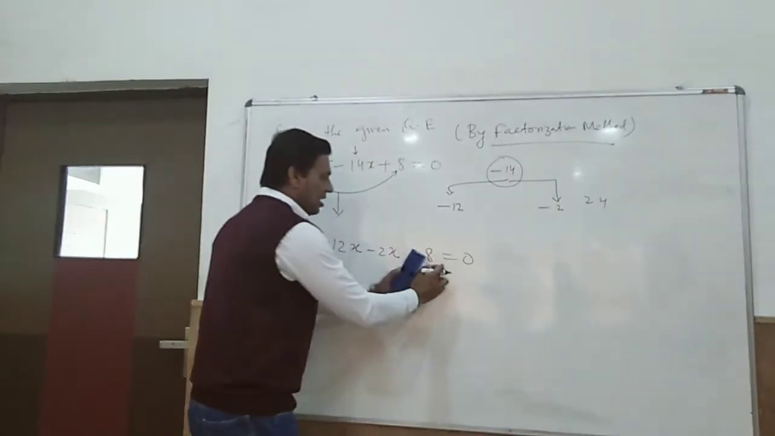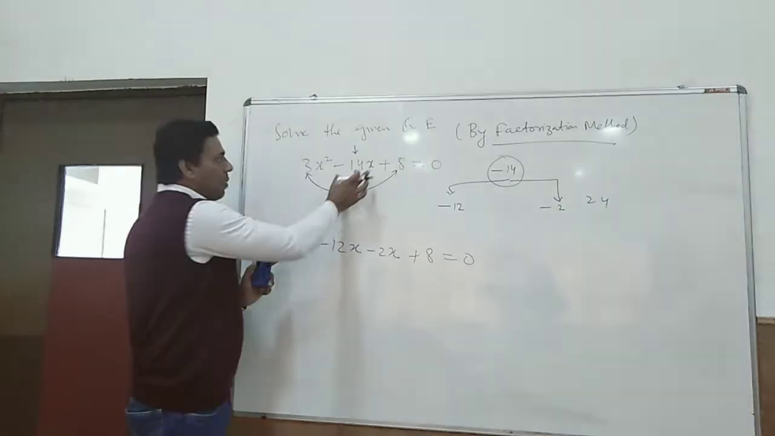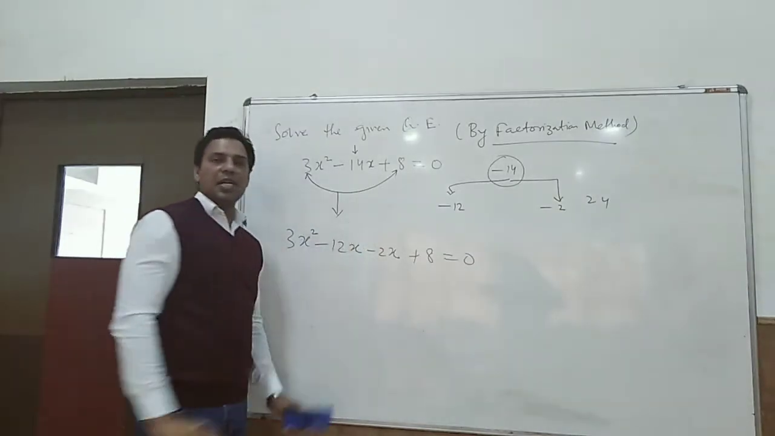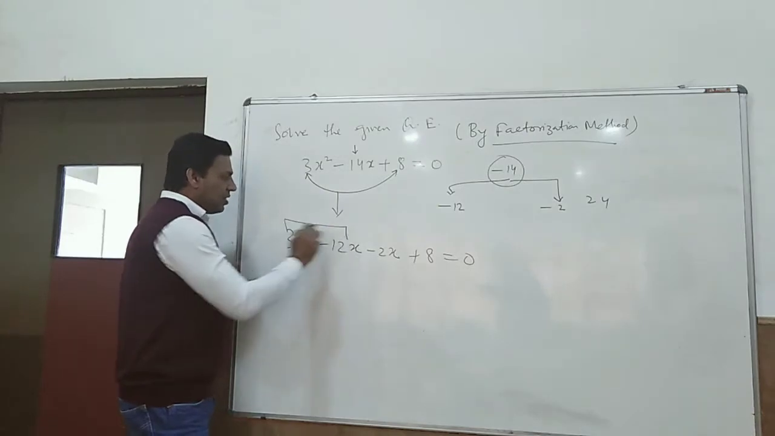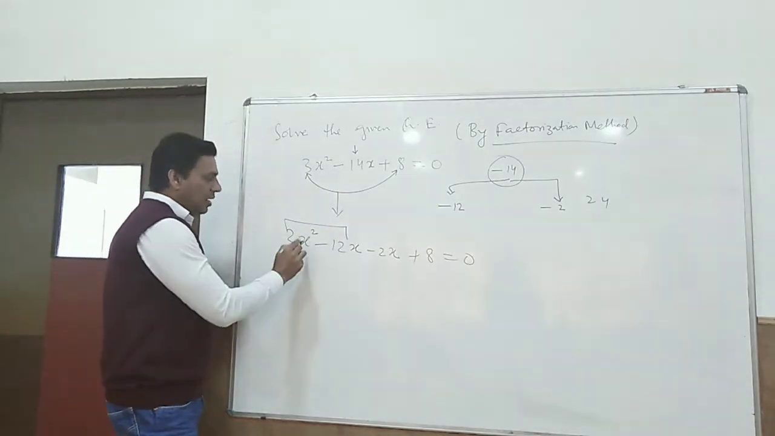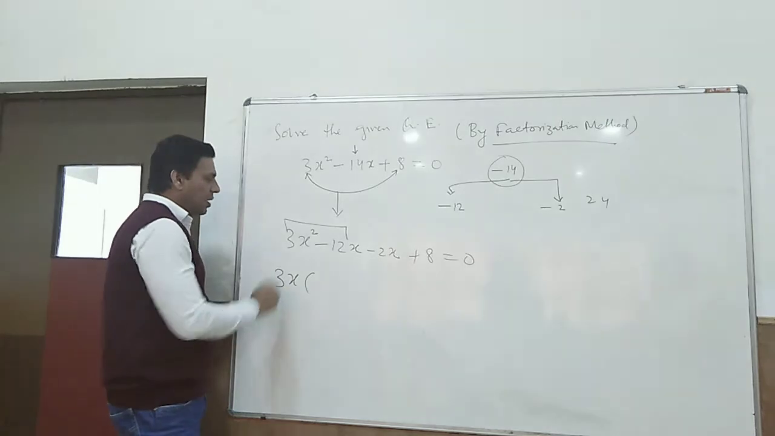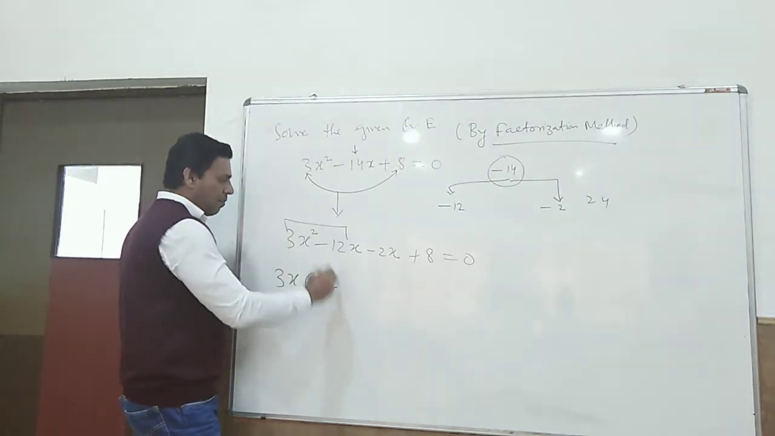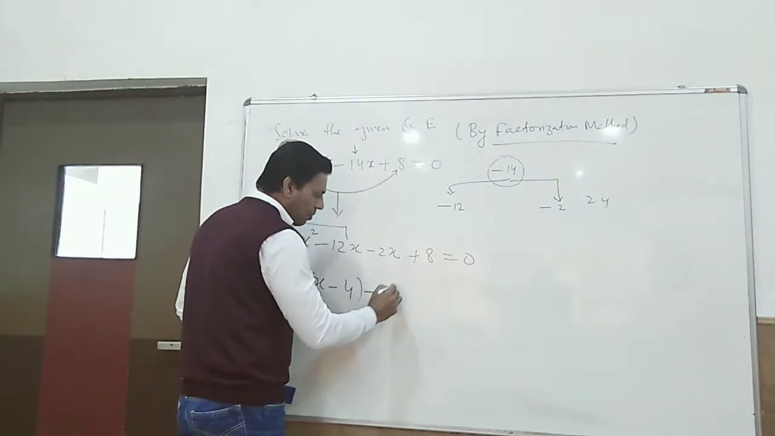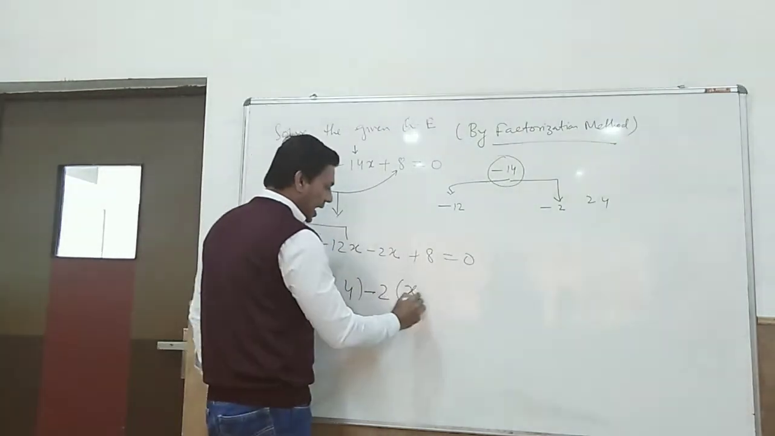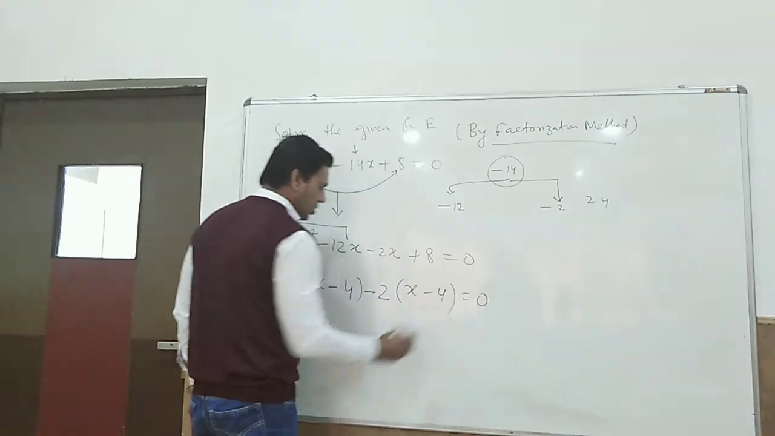So first and third terms are as they are, but the middle term is split up into two parts. Now we will take common in these two. So 3x may be common, and x is also common, so we'll get x minus 4. Then from here we can take minus 2 as common. Then x minus 4 equal to 0.